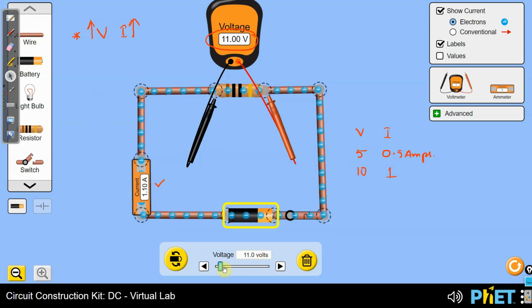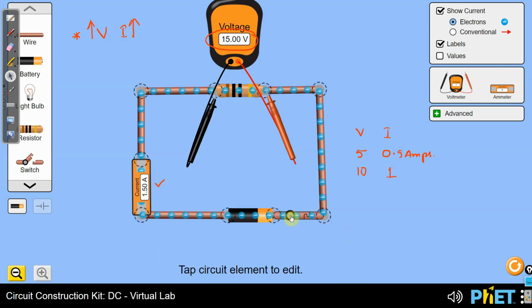I'm increasing it to 15. Let me just do it quick. Okay, voltage 15 volts. Alright, good. And now you can see the amount of current passing has also changed from 1 amp to, you can see, 1.5 amps now, right?